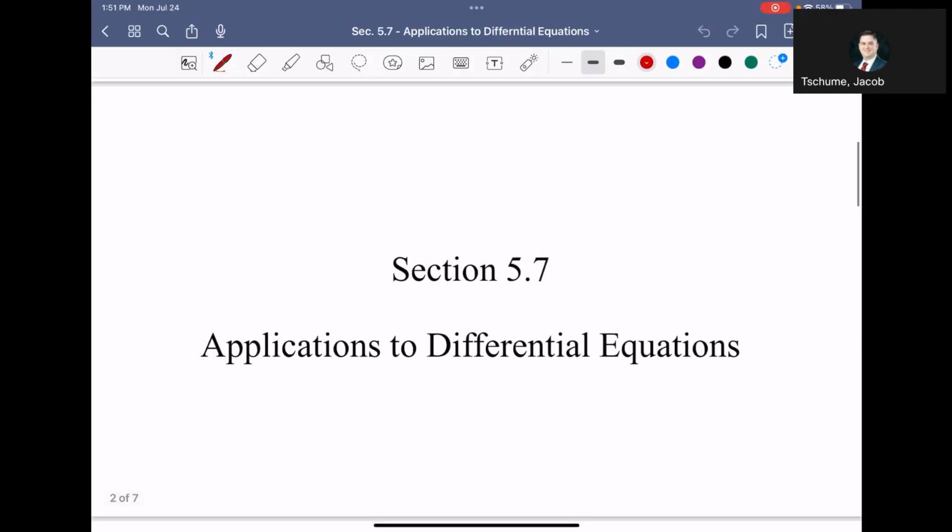All right, in this video, we are going to be wrapping up the last section of chapter 5 that we cover. We're going to do section 5.7, and we're going to do a brief introduction to an application to differential equations. So while this is not a DE class, there's no prior knowledge needed.